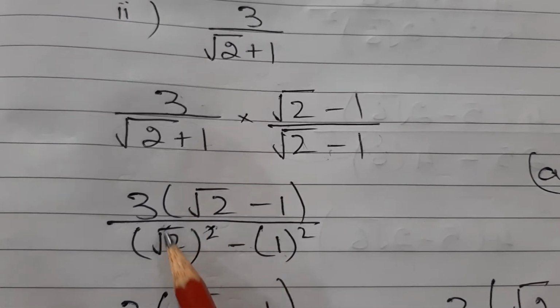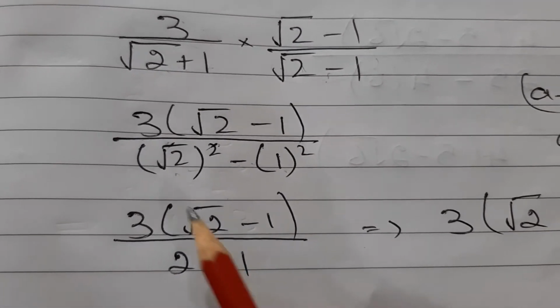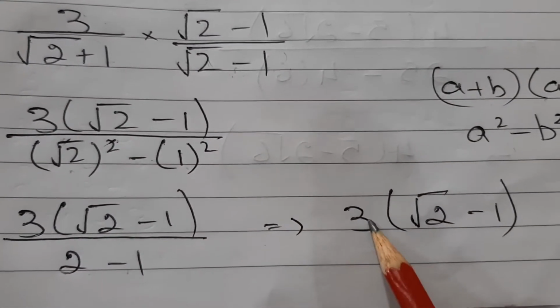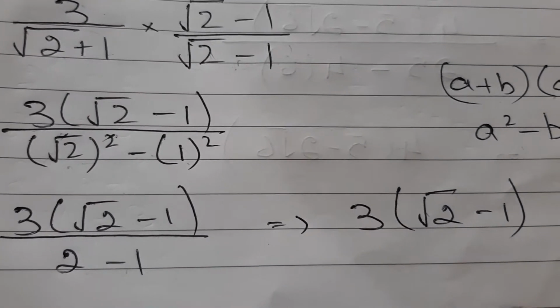So this will cancel out and it will be 2, and 2 minus 1 is 1. So this is my simplified form after rationalizing the denominator.